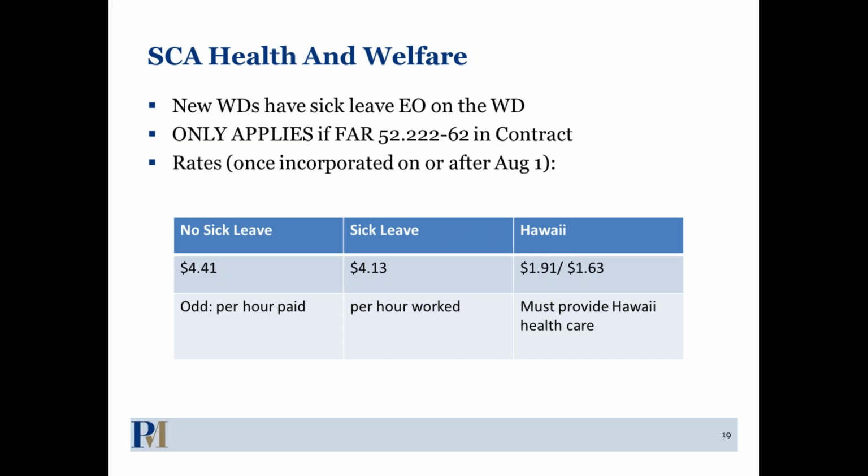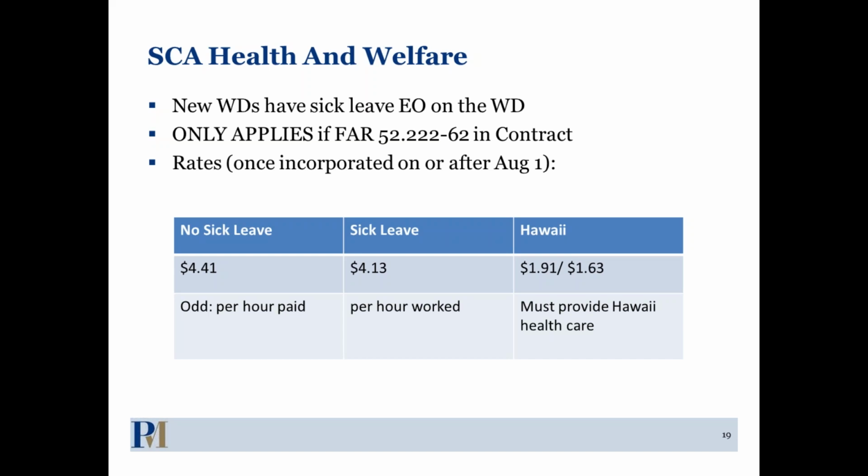It also means that if you were an employer that was providing sick leave before and taking that sick leave out of the H&W rate, you can't do that anymore under this executive order. What you need to keep in mind is that the sick leave executive order applied for solicitations issued on or after January 1st of this year, 2017. It may not be in your contract. Just because the wage determination gives you a reminder that the sick leave provision might apply to your contract, the wage determination is not requiring that you abide by this FAR clause, okay?